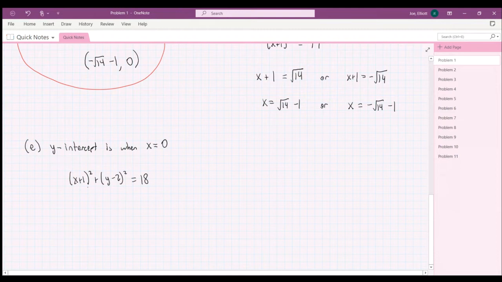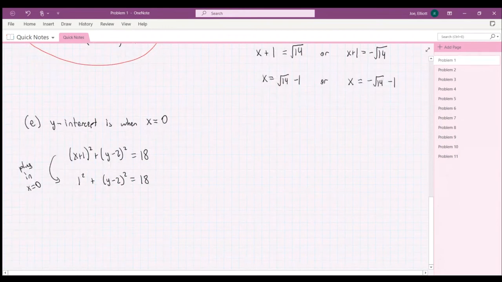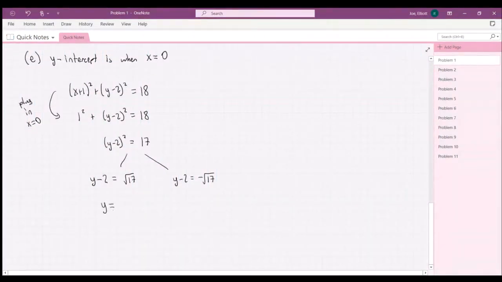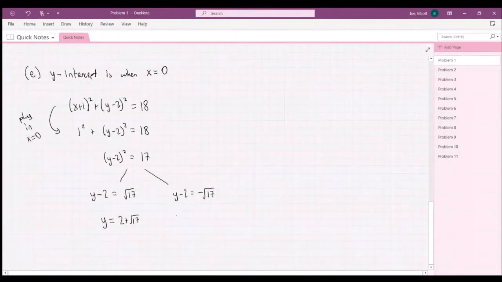So that means when x is 0, you'll have 1 squared. And of course, 1 squared is just 1. So if we move the 1 to the other side of the equation, here you'll get y minus 2 squared is 17. So then when you square root both sides, you're going to end up with two possibilities. So y minus 2 is the square root of 17, or y minus 2 is minus root 17, okay? So then you'll have two y-intercepts as well, where y is 2 plus root 17, and then when y is 2 minus root 17. Okay?